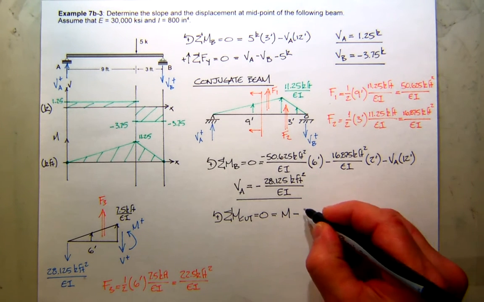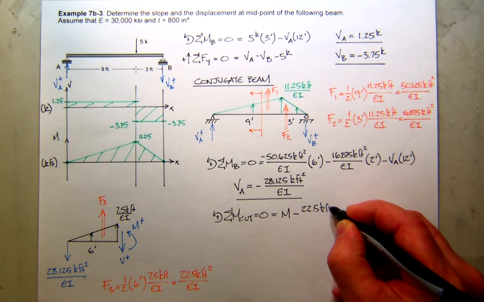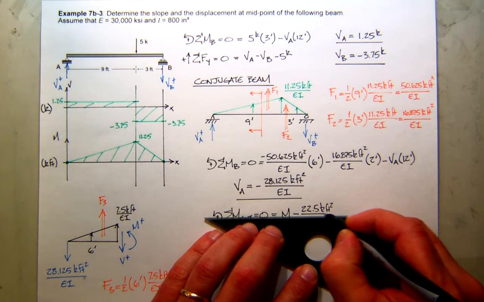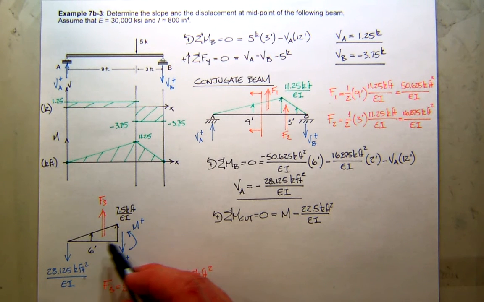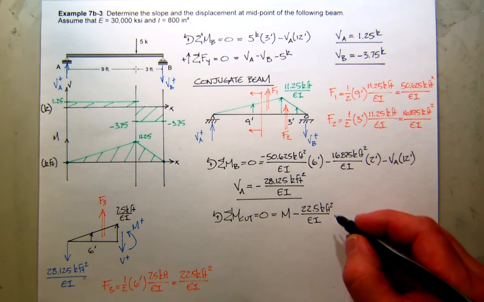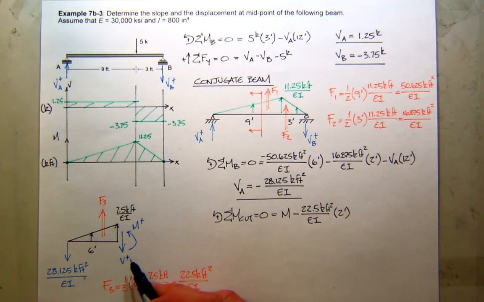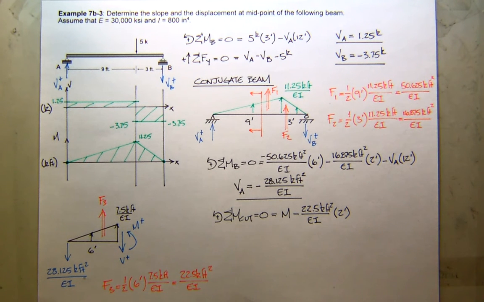Negative. So it's going to have a force of 22.5 kip feet squared over EI. That's the force. What's the distance from the cut to the centroid of this triangle? Which should be 1/3, and 1/3 of 6 is 2. The other thing you need to take care of is the reaction force. What kind of moment does it create about the cut? Positive or negative? Positive.